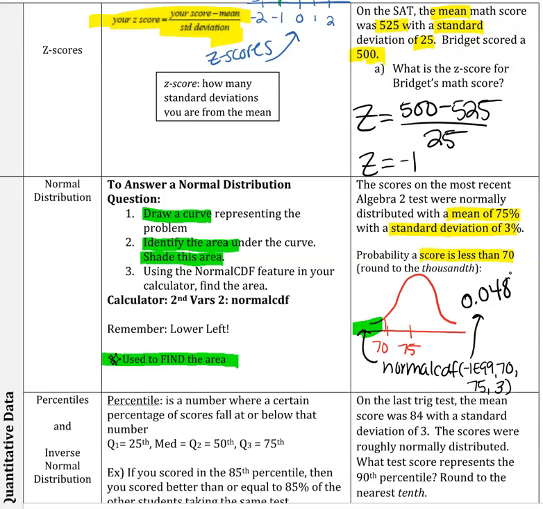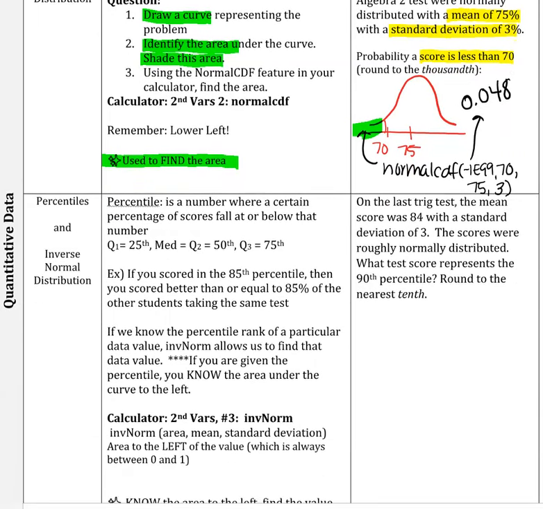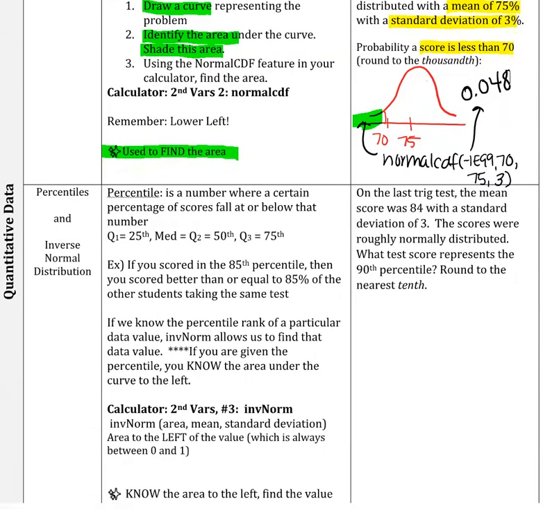So you're thinking about 5% of your data would be less than getting a 70 on the test. All right, now what if we want to go in the opposite direction? This is where we would use something called inverse norm. Keep in mind that we also talked in this unit about percentiles, which just tells you what percent of people you score better than or equal to. For example, if you scored in the 85th percentile, then you scored better than or equal to 85% of the students taking the same test.